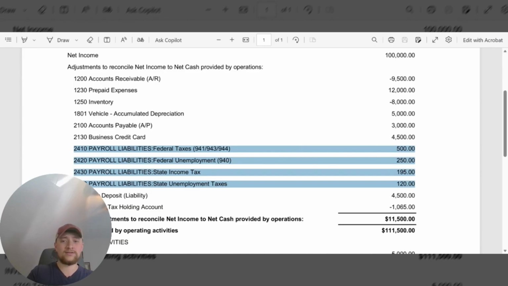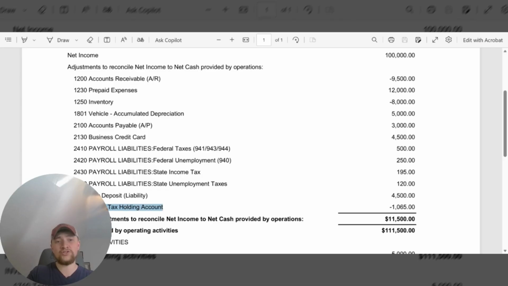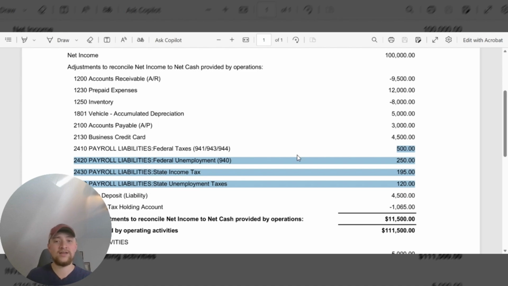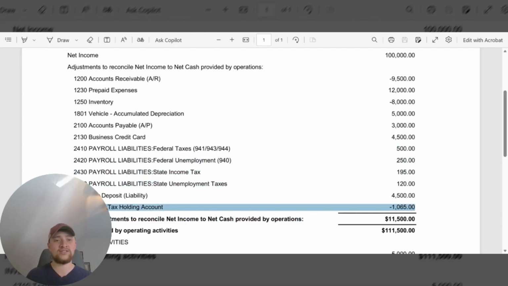QuickBooks recently added this tax holding account where they do actually take the money out of your account. So where before you would still have this cash, the cash for all of these tax liabilities, QuickBooks actually goes ahead and takes that cash out of your account. So when you pull this report specifically from QuickBooks, all the payroll liabilities and this QuickBooks tax holding account should actually zero out. So you're actually spending that cash, and so these should zero out. Net zero, no change.